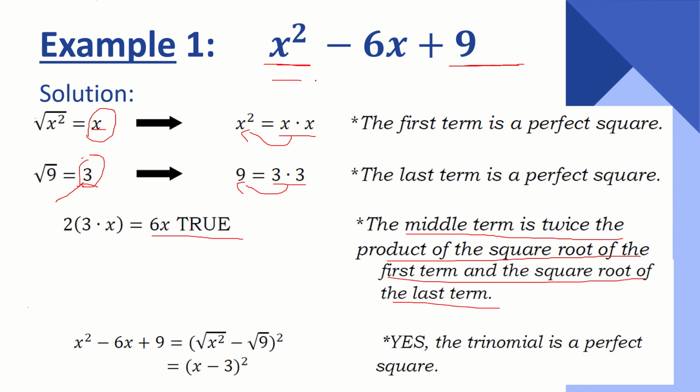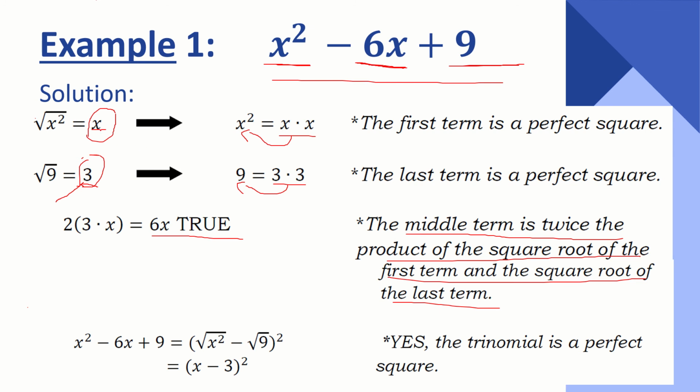Therefore, our given is a perfect square trinomial. Again, how do we know it is a perfect square trinomial? If we can get the square root of the first term and the last term. Now, after finding the square root of our first and last term, to know that it is really a perfect square, how do we determine the middle term?